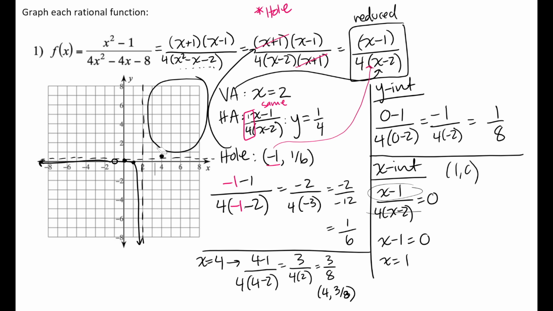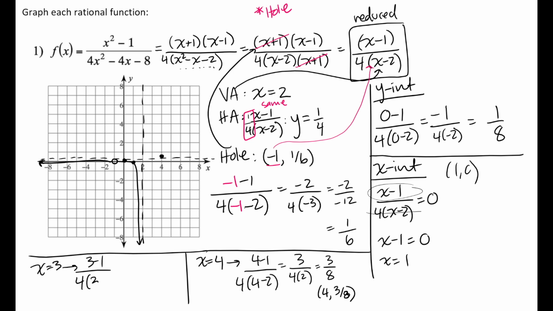All right, actually, let's go ahead and do x equals 3 for my other point. I'll plug in 3. So 3 minus 1 over 4 times 3 minus 2. I get 2 over 4 times 1, or 2/4, which is 1/2. So 3, 1/2, about right here, a little bit higher, just barely. We can fill in the rest, and we get our curve. And there you have it.